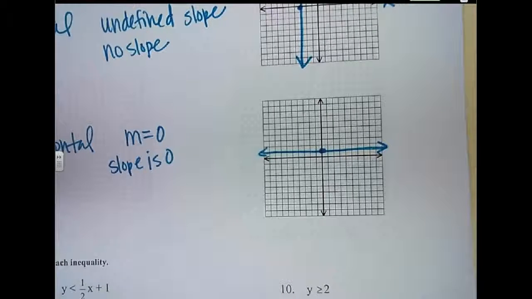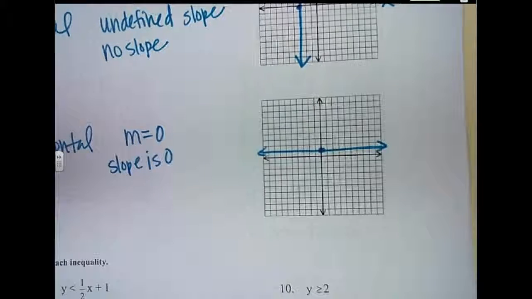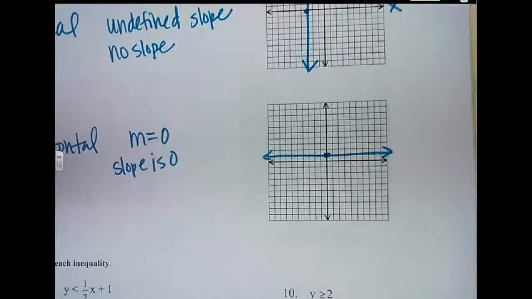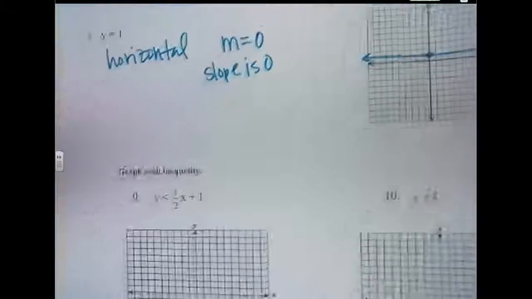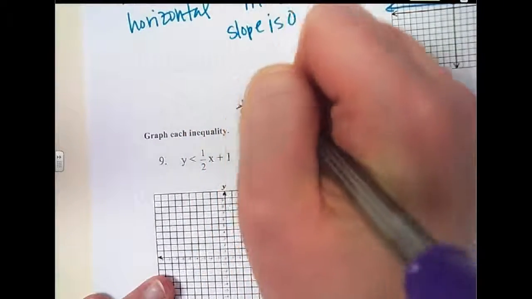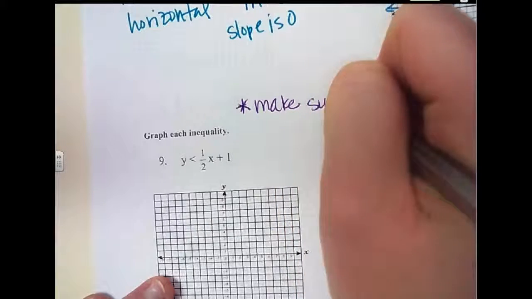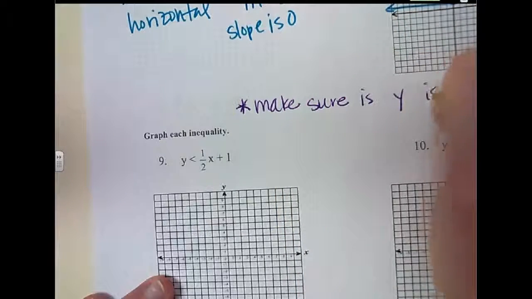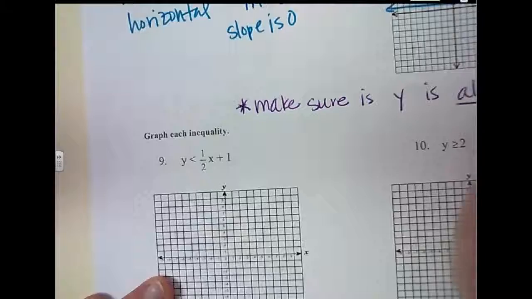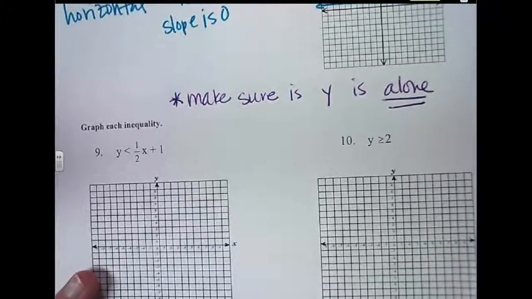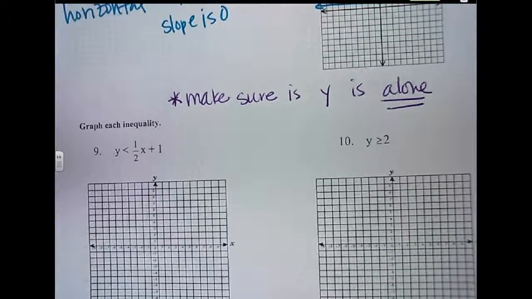Okay, so that's pretty much it on graphing lines. We're going to do a couple inequalities. I think we'll get through at least one of them, maybe 2 of them. So inequalities, what's special about this? First of all, when you graph this, make sure y is by itself. Make sure y is alone. If you don't have y by itself, you're going to get y by itself first.